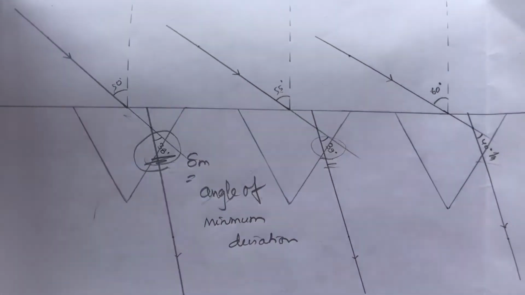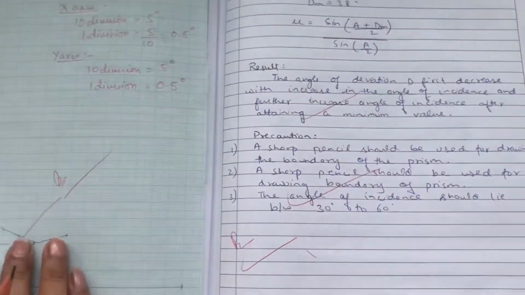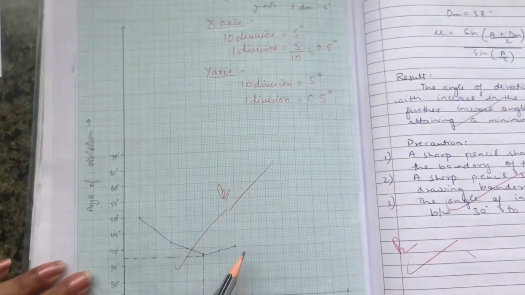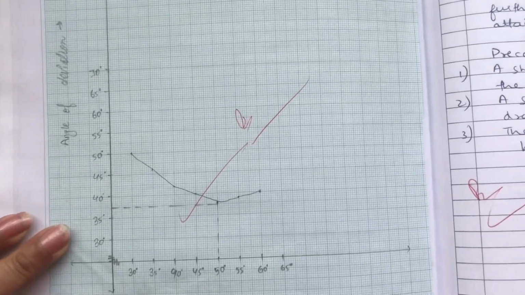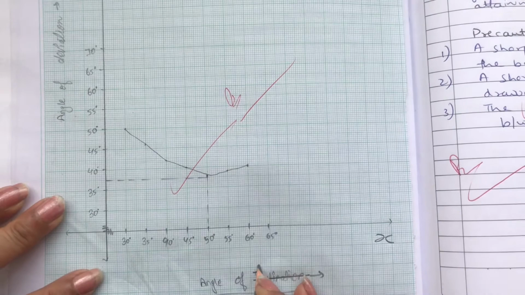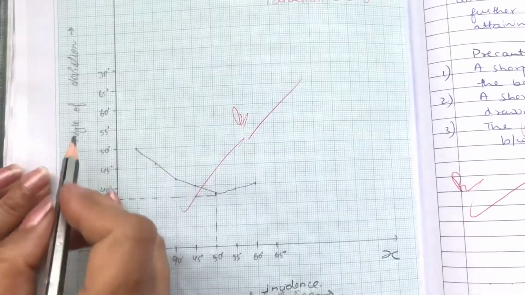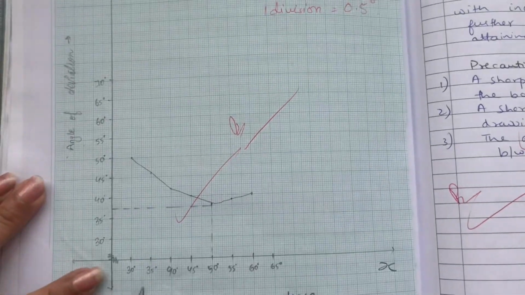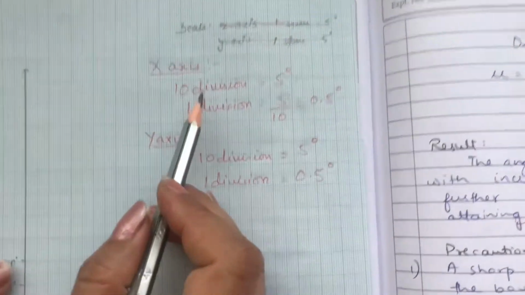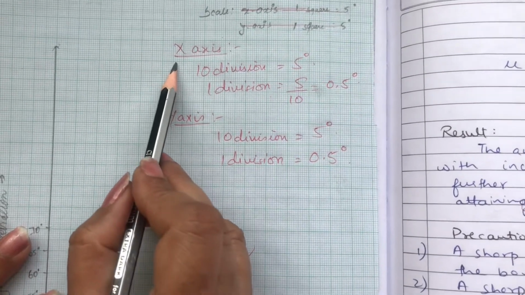And then you will plot the graph between the angle of incidence and the angle of deviation. This will be the shape of the graph. On the x-axis you are taking the angle of incidence, on the y-axis you are taking the angle of deviation, and you have to write the scale. Marks are there for the scale, so it should be written in a proper way.